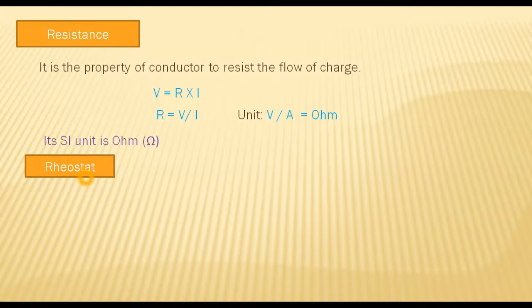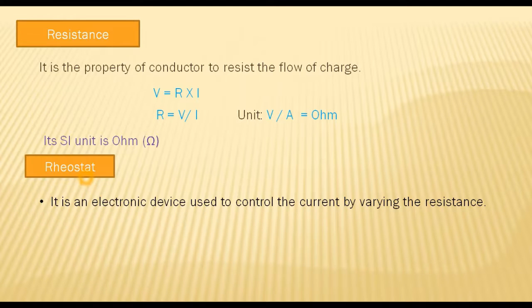Now let's see one instrument, that is the rheostat. Now what is this rheostat? This is an electronic device that is used to control the current by varying the resistance. It means when you are using a rheostat in any circuit, it helps you to vary the resistance and control the current. Whenever you have this device, you can control the current of that circuit by changing the resistance.